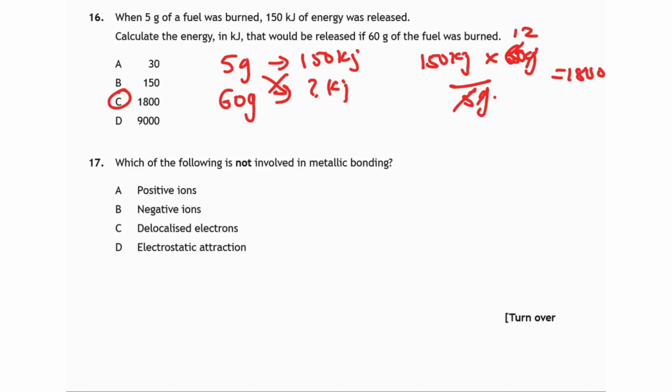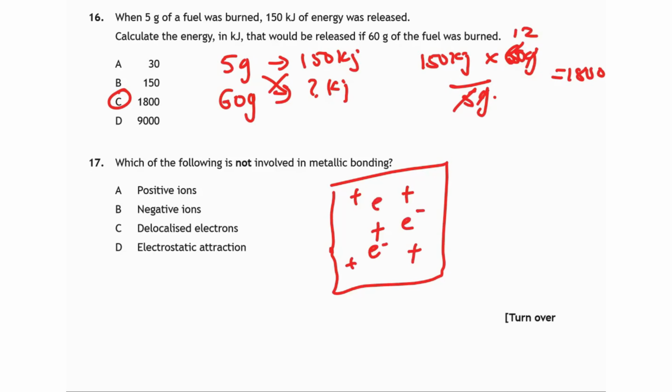Now, the 17th question is, which of the following is not involved in metallic bonding? If we want to illustrate metallic bonding, we'd have something like this, with positive ions and delocalized electrons freely moving everywhere, and they are being held together by electrostatic attraction. So we have positive ions, delocalized electrons, and electrostatic attraction in metallic bonding, but we don't have negative ions. So there's our option.